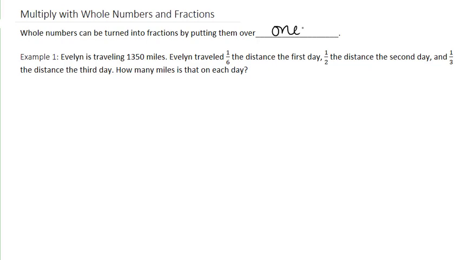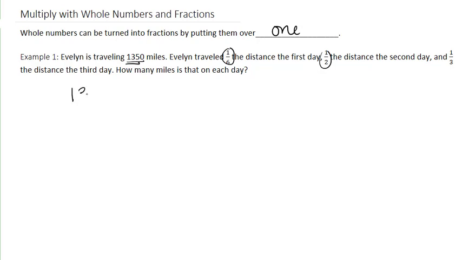Here we have Evelyn is traveling 1,350 miles. Evelyn traveled 1/6 of the distance the first day, and then half the distance the second day, and a third of the distance the third day. How many miles is that on each day? So in order to go with this, we will need to multiply each number, the 1/6 by this 1,350, or the 1/2 times this number. So let's go ahead and start doing that.